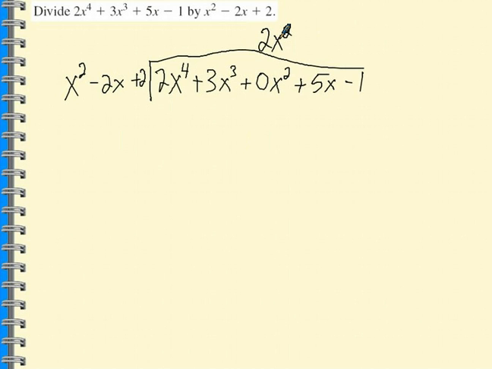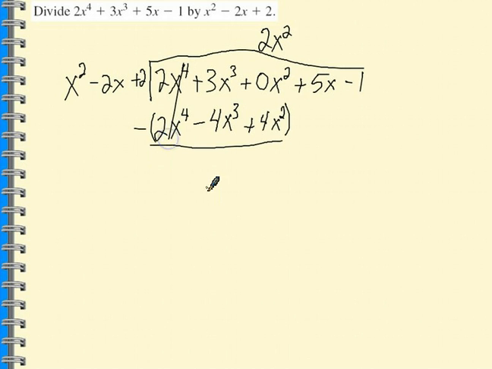Well, our next step, if you remember back to long division, we take whatever this number is and we multiply, so we get 2x to the fourth, but we have to multiply that to each term. So this becomes minus 4x cubed plus 4x squared. Okay, and then we can subtract. Remember, we want to subtract that from what we have there. Okay, we subtract those, they go away.